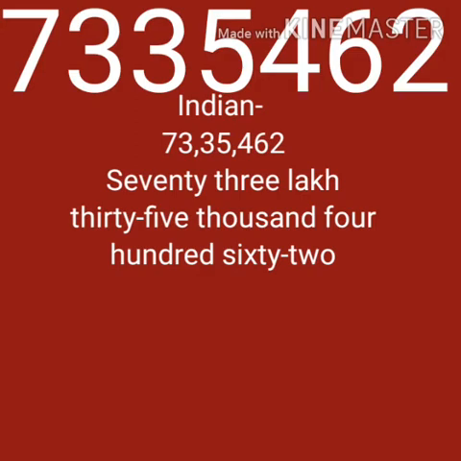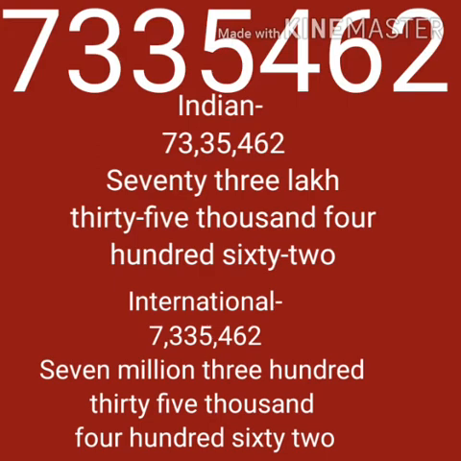Now let's see the international system. In international system also we have to mark the commas in the right place. First the ones family, then the thousands family, there are 3 of them, and millions family. Millions family usually we have 3 of them, but here we have only 1. So we have marked the commas. Now let's read the number name. It is 7,335,462. It is clear for you all, isn't it?